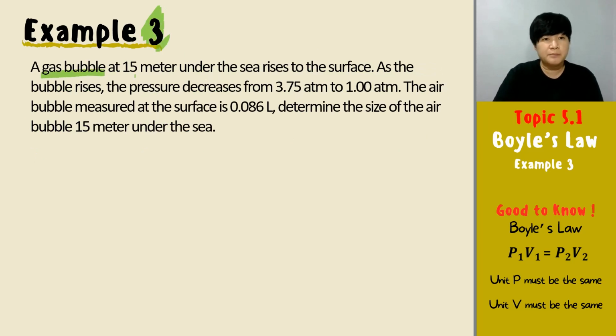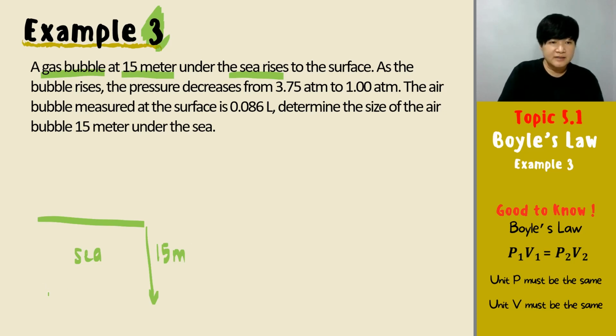Next and last but not least, your example 3. We have a gas bubble at 15 meter under the sea. So I have a sea over here. Alright, that is our sea level. And it's 15 meter under the sea. And the air bubble rises from the bottom of the sea to the surface of the sea. Okay? And as the bubble rises, the pressure decreases from 3.75 atm to 1 atm. Which means the 3.75 atm is at the bottom of the sea. The 1 atm is at the surface of the sea.